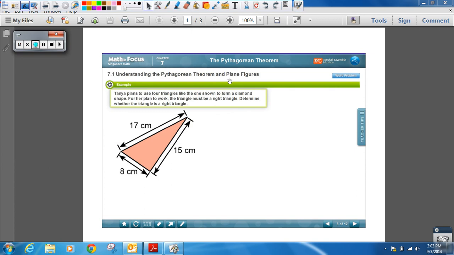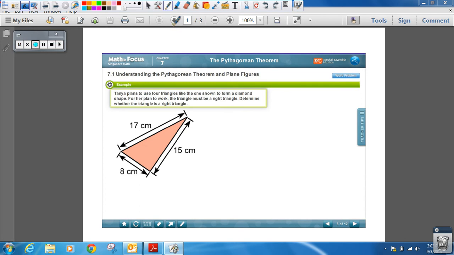Today is 7.1, day 2, and we will be discussing Pythagorean theorem in different contexts. So in this first one it says, Tanya plans to use 4 triangles like the one shown to form a diamond shape. For her plan to work, the triangle must be a right triangle. Determine whether the triangle is a right triangle.